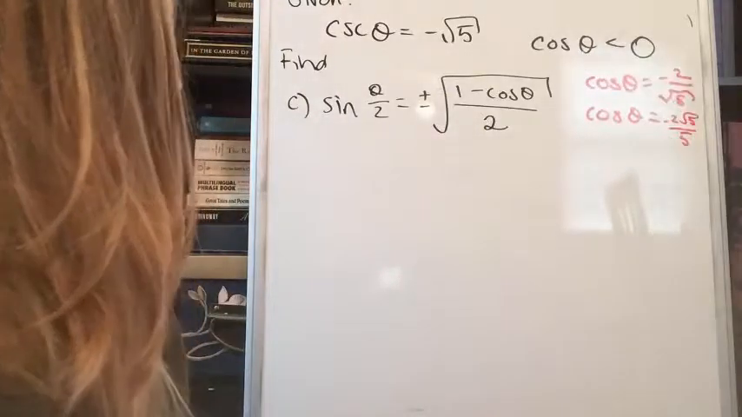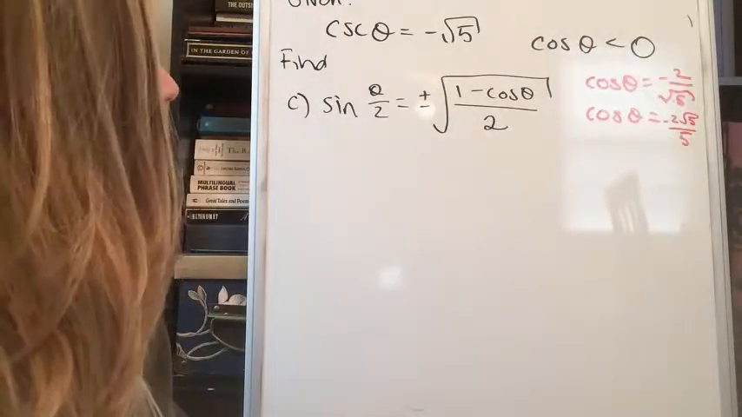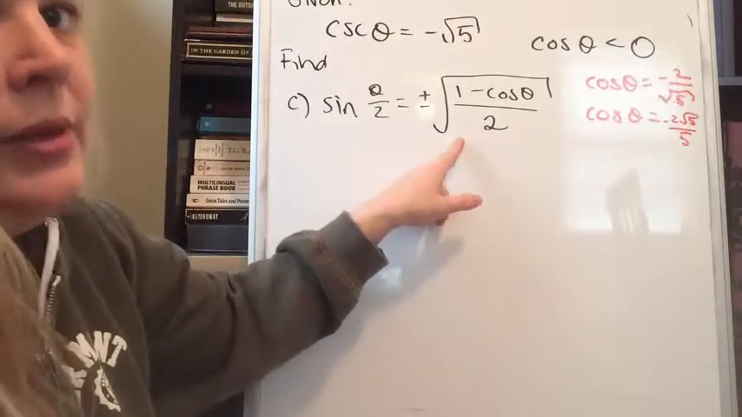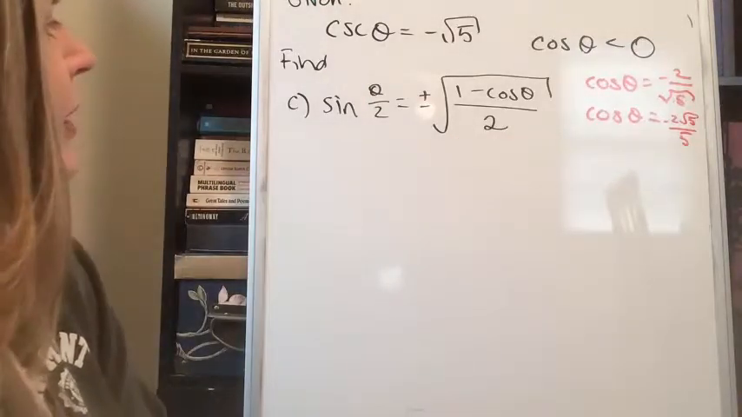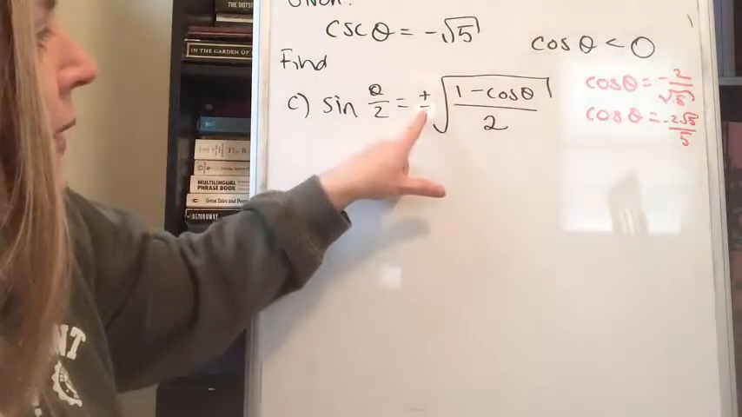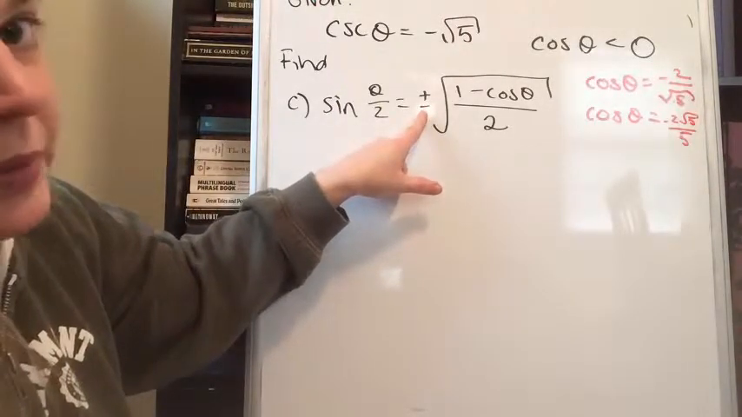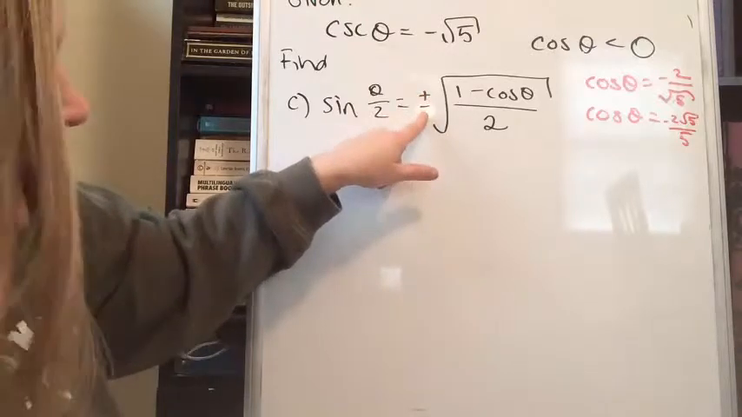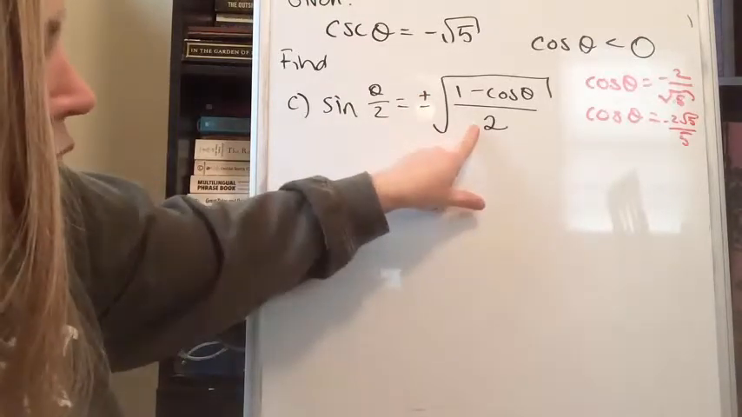All right, so sine of theta divided by 2. The half angle formula is plus or minus the square root of 1 minus cosine theta over 2, everything in the radical. Plus or minus is determined by the quadrant which theta over 2 is in. So let's deal with that later. Let's first plug everything into this formula.